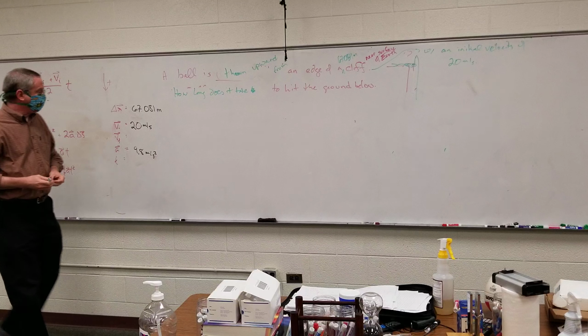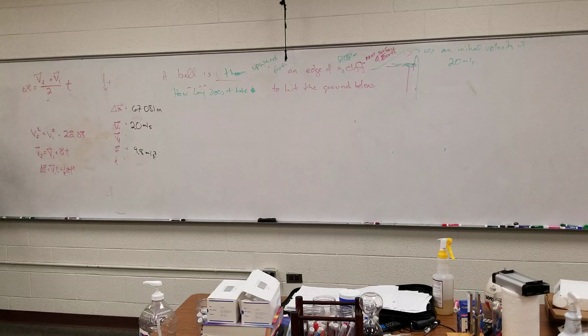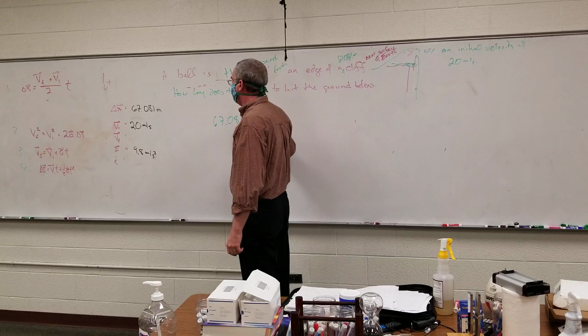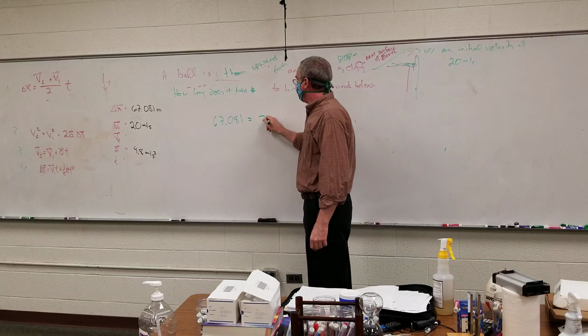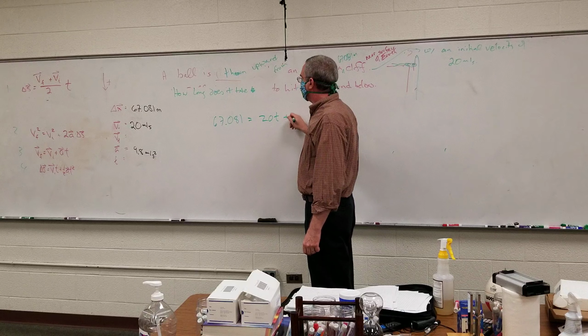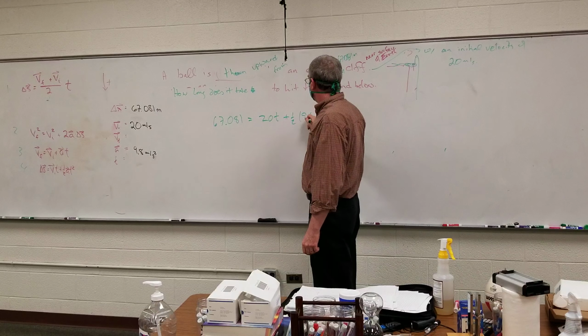All right, so which equation would we use in order to find time? The third one. Or no, not the third one, sorry. The last one. The fourth one, yeah, don't forget this. All right, so if we use the last one, we get 67.081 equals 20t plus 1/2 9.8t squared.